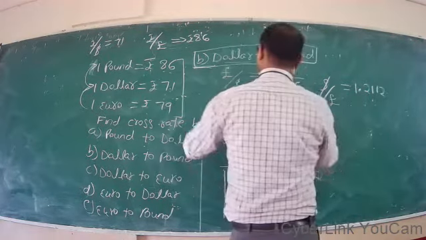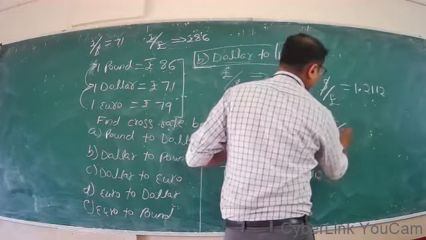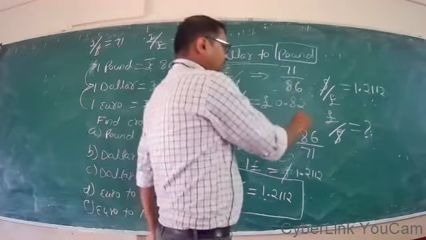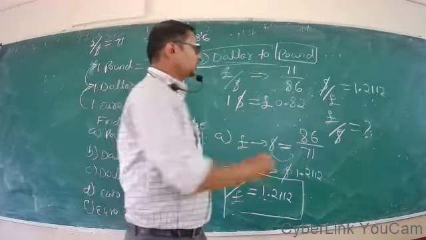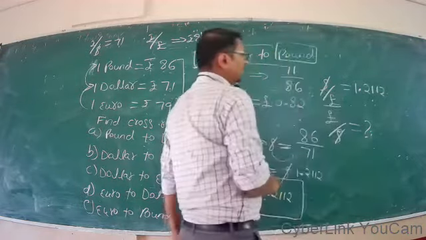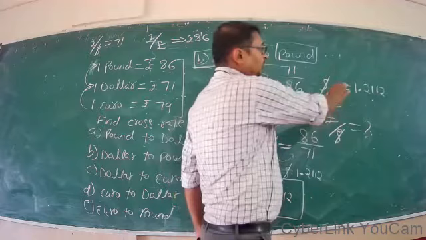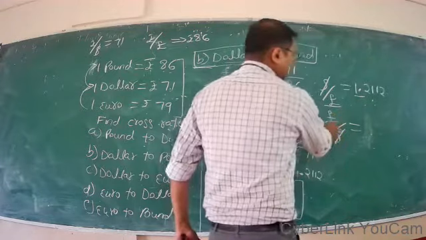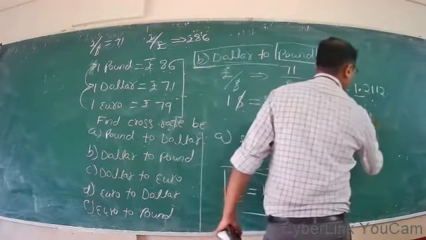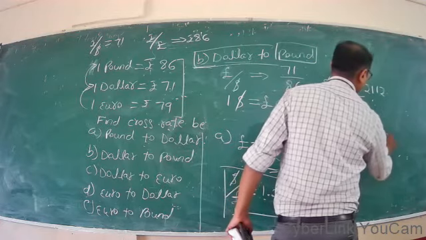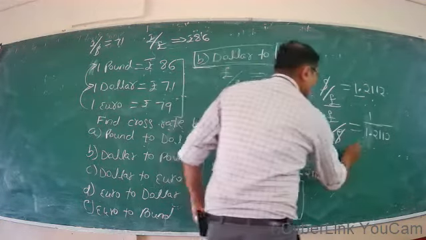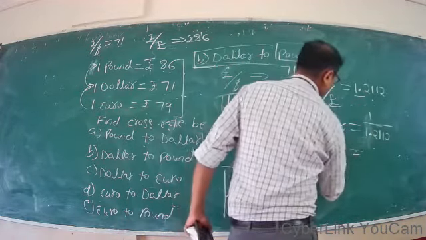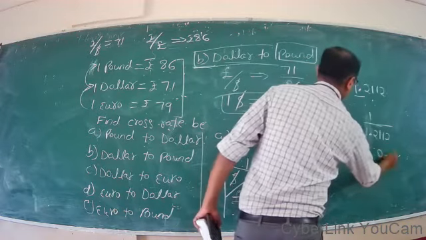Now they are asking, sterling pound per dollar is how much? How many pounds for each dollar, $1? So in the earlier answer, question number A, we have solved that dollar per sterling pound is 1.2112. With the help of this, now we need to calculate sterling pound per dollar. Simply, it is 1 divided by 1.2112. The answer is 0.82. That means $1 is equal to sterling pound 0.82.